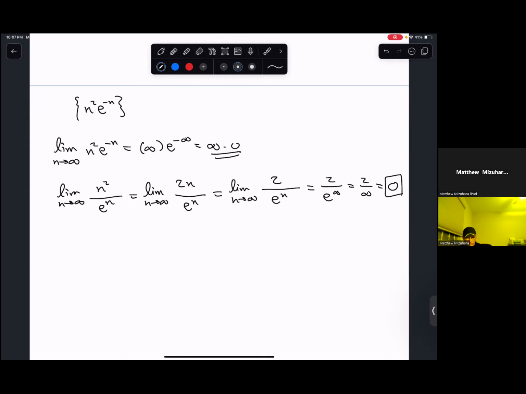Hey, guess what? This sequence converged, right? We saw that this sequence, if I plugged in larger and larger n values, is getting closer and closer to 0. Okay, this is a nice contrast to the previous example. In this case, we didn't have to use squeeze theorem. We're just using our regular limit laws, and in this case, L'Hopital's rule to evaluate the limit.